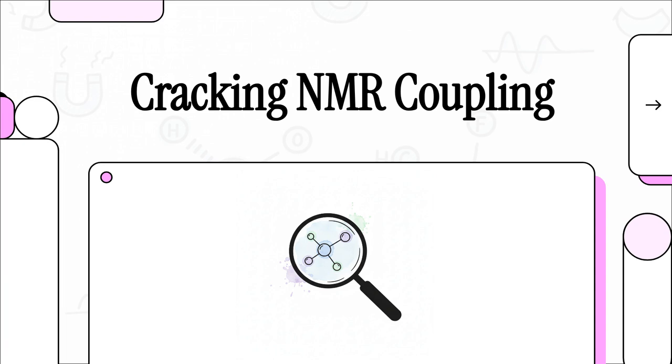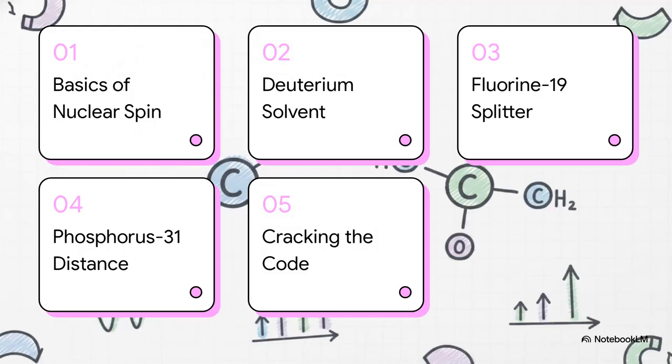So instead of just looking at your standard everyday carbon-proton interactions, we're focusing entirely on how carbon-13 interacts with three very distinct suspects: deuterium, fluorine-19, and phosphorus-31. So, here's our roadmap for today. We'll start with the basics of nuclear spin, then we'll look at deuterium, which acts as our solvent signature. After that, we'll examine fluorine-19, the giant splitter. Then we'll explore phosphorus-31 and the distance factor. And finally, we're going to bring it all together and crack the structural code.